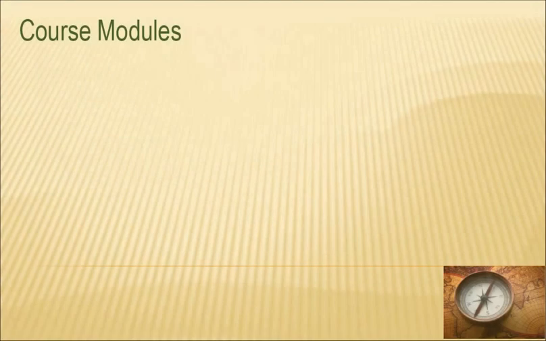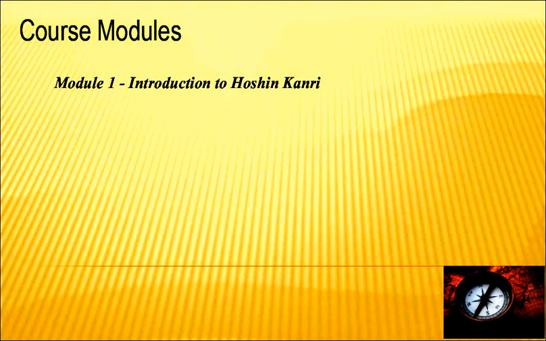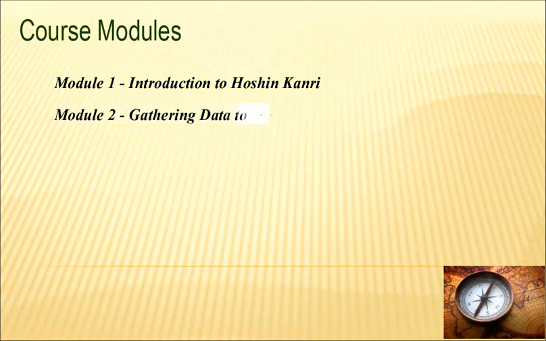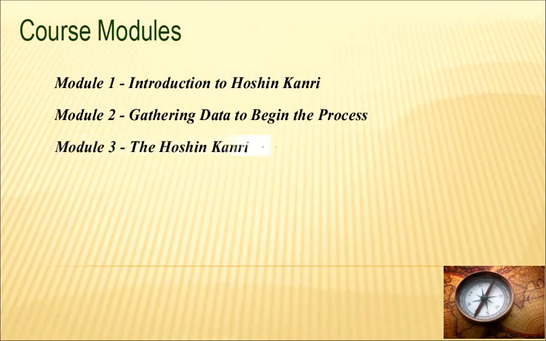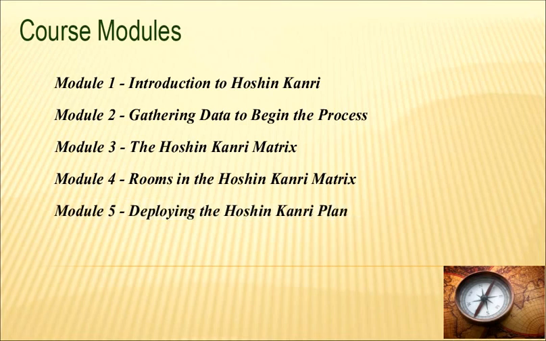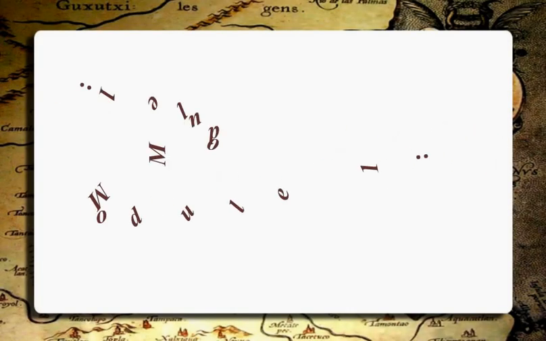The modules in this course are: 1. An introduction and overview to Hoshin Kanri as a methodology for strategic planning. Module 2, how to gather data to begin the Hoshin Kanri process. Module 3, how to calculate and analyze the Hoshin Kanri matrix. Module 4, the rooms in the Hoshin Kanri matrix. Module 5, how to deploy the Hoshin Kanri plan. And finally, Module 6, leading in a Hoshin Kanri environment.